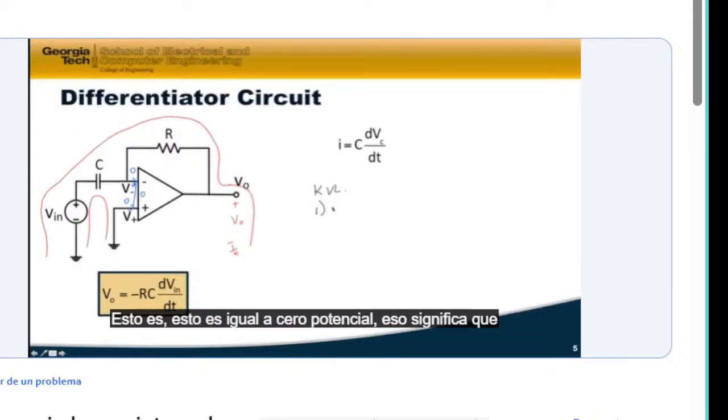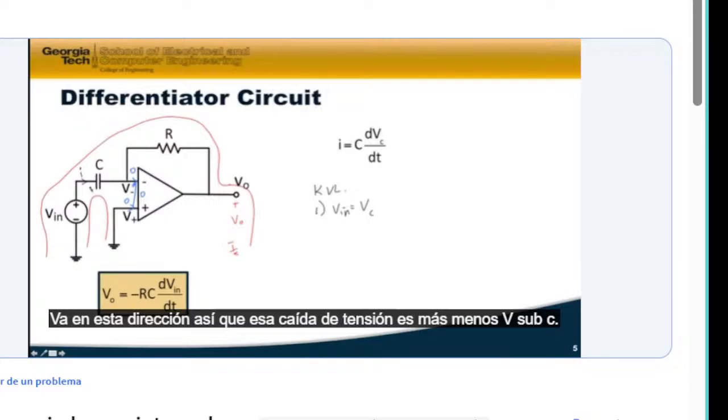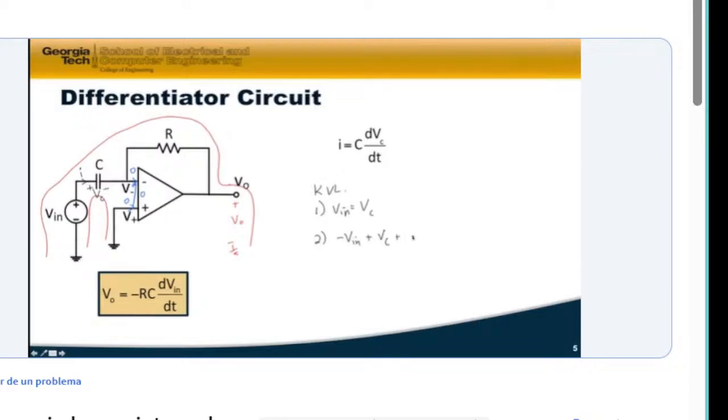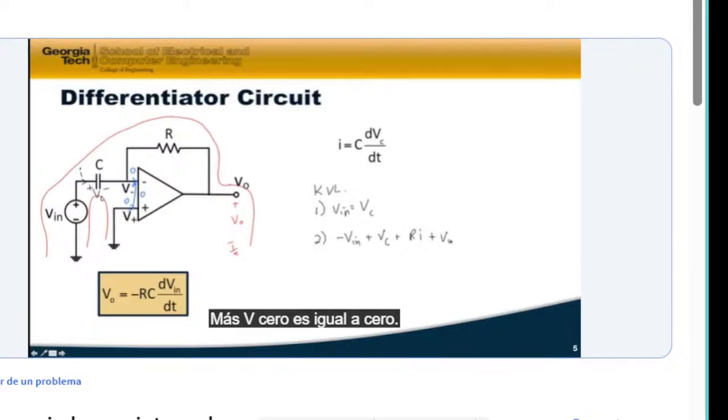That means that Vn is equal to the voltage across that capacitor. And we'll define the current as going in this direction, so that voltage drop is plus minus V sub C. Now my second KVL is around this outer loop right here, and writing that I get minus Vn plus V sub C plus R times I, because all the current going through that capacitor must go in this direction, since this current is zero in this little branch there. Plus V0 is equal to 0.